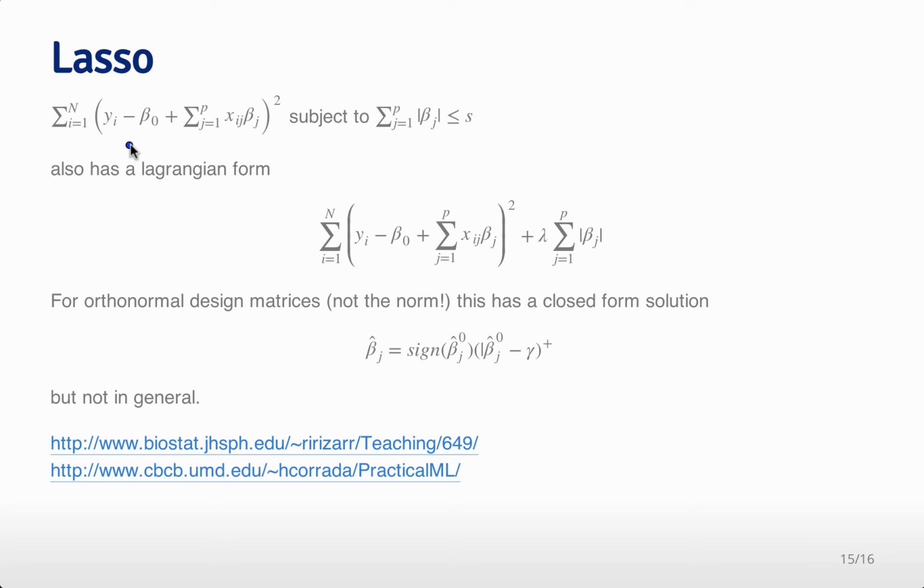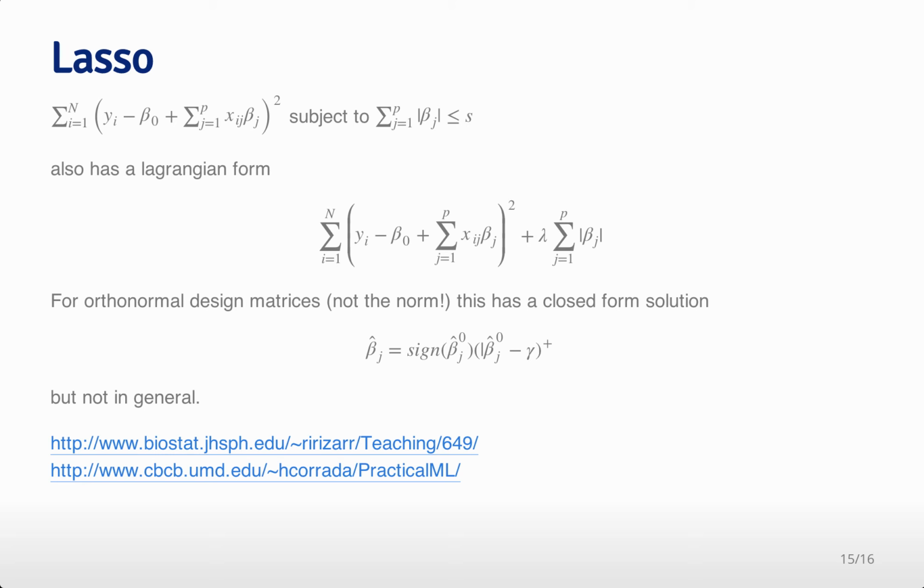A similar approach can be done with a slight change of penalty. So again, here we might be solving this least squares problem. This is the standard trying to identify the beta values that make this distance to the outcome smallest. And here we can constrain it subject to the sum of the absolute value of the beta j's being less than some value. You can also write that as a penalized regression of this form. So we're trying to solve this penalized sum of squares.